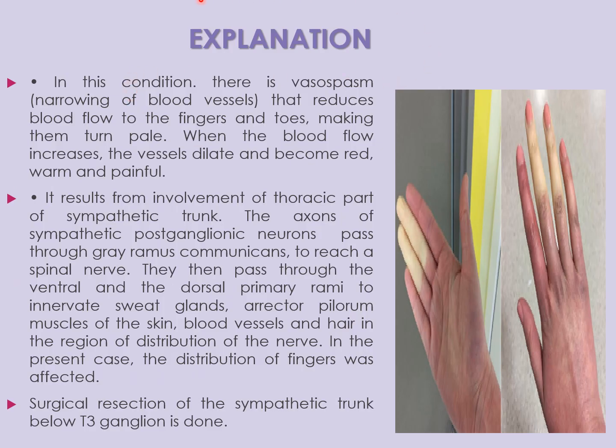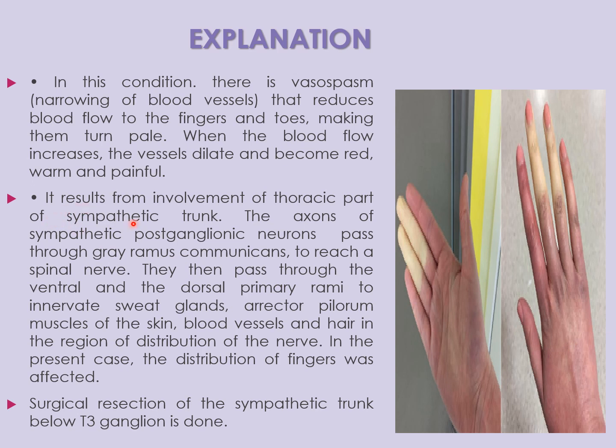Now, we started with the clinical question, right? So the explanation for that question is, what happens in Raynaud's disease? The first question, right? In this condition, there is a vasospasm, a narrowing of the blood vessels, that reduces blood flow to the fingers and toes, making them turn pale, as you can see in this diagram. When blood flow increases, the vessels dilate and become red, warm and painful, as you can see in this picture.